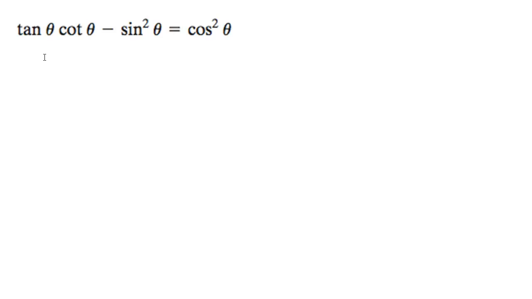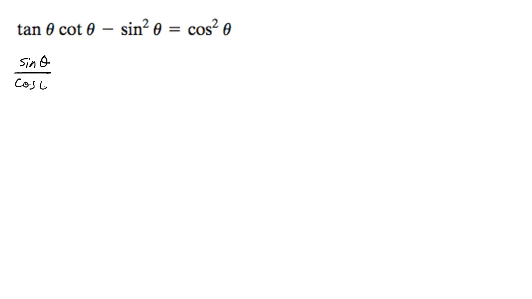The tangent times the cotangent minus the sine squared theta equals cosine squared theta. What we're doing is we're just proving this trig identity. So what we do here, I'm just going to break this into its simplest forms.